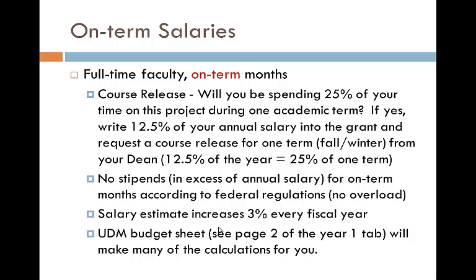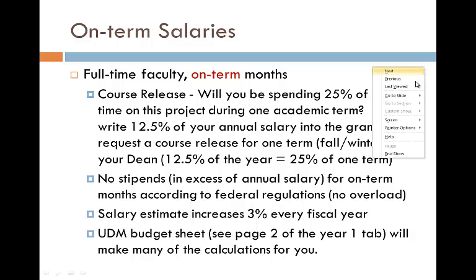Also of note is the fact that the federal government will not pay overload, so please don't write in overload on your on-term for a federal grant proposal. Also, in subsequent years, remember to raise your salary 3% every fiscal year. Our budget sheet will do a lot of the calculations.